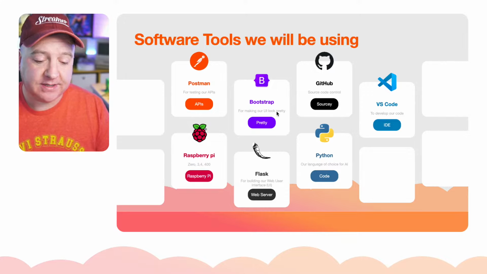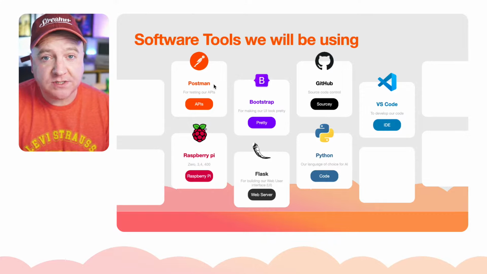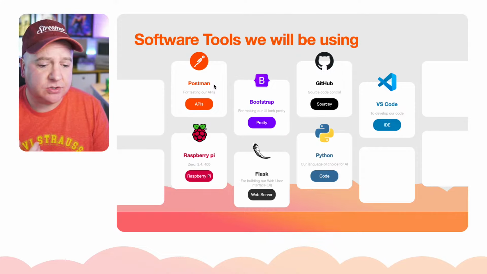And that's hosted on GitHub Pages. We're also going to be using a tool called Postman. This is a free piece of software. It runs on Windows and Macs. I don't think it runs on Raspberry Pis, but we don't need it to.